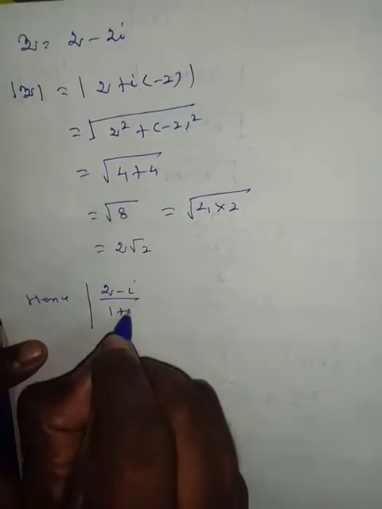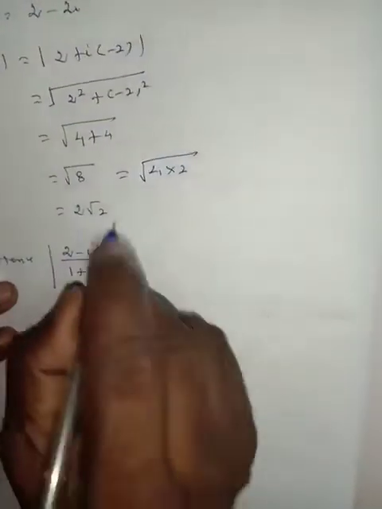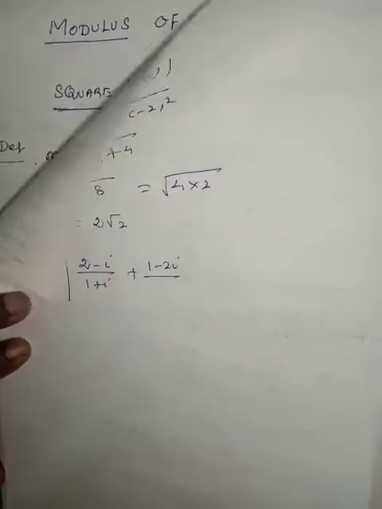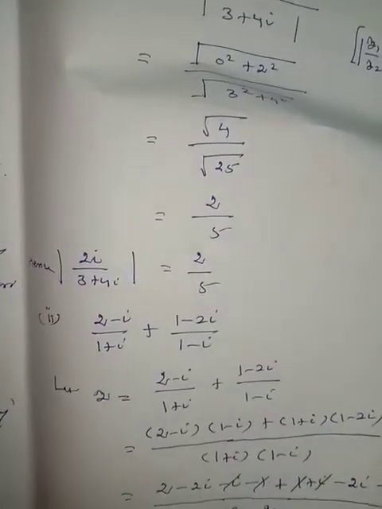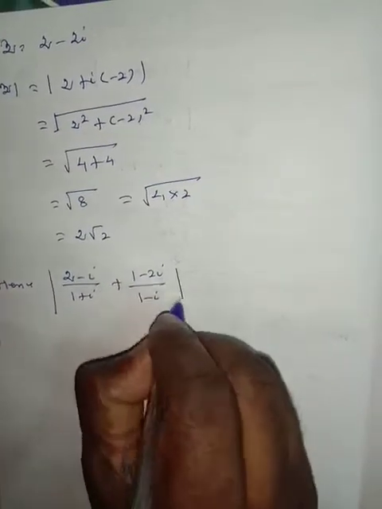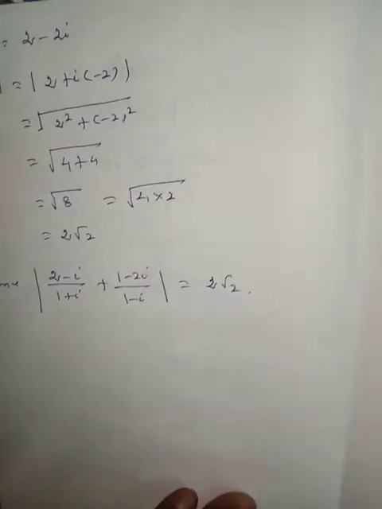Hence the modulus of (2 - i)/(1 + i) plus (1 - 2i)/(1 - i) is equal to 2 root 2. Subdivision number 3.